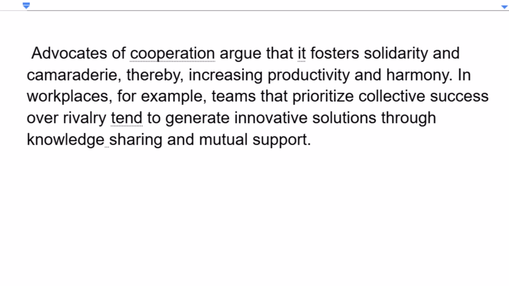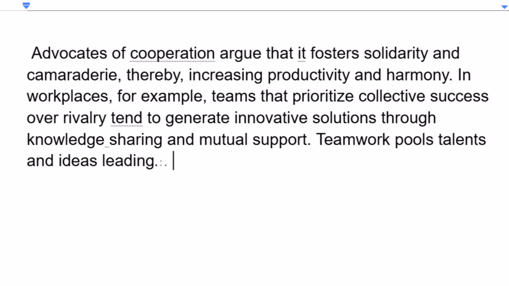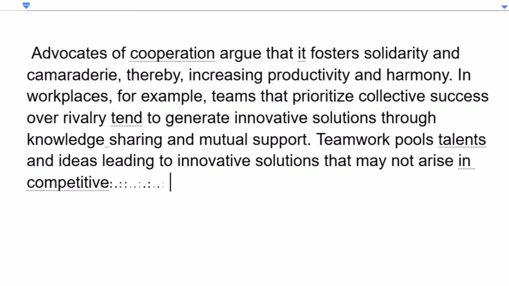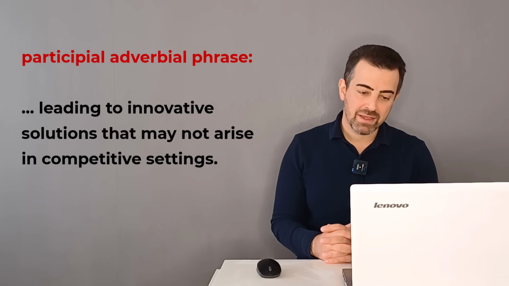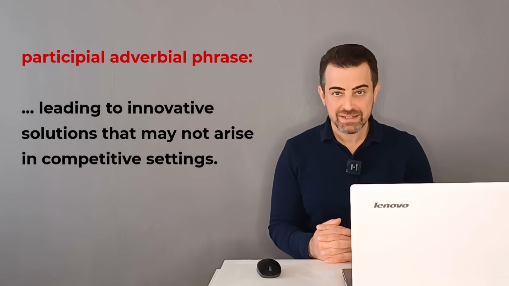Now I think my explanation about the role of collaboration at work is not fully satisfying. I'm going to put another general statement after that, explaining this idea more. Teamwork pools talents and ideas, leading to innovative solutions that may not arise in competitive settings. Also in this sentence, there is a participle adverbial phrase, leading to innovative solutions that may not arise in competitive settings.